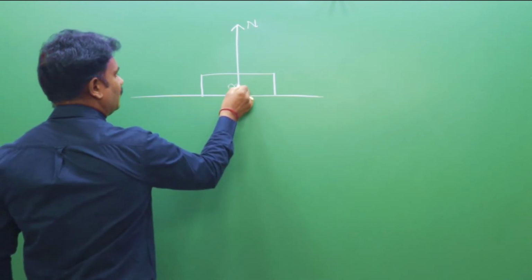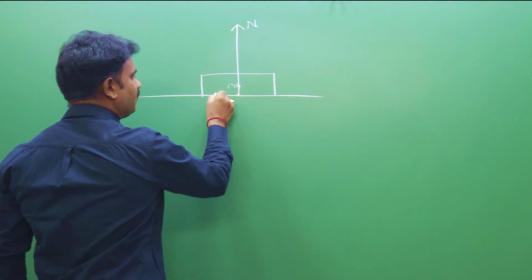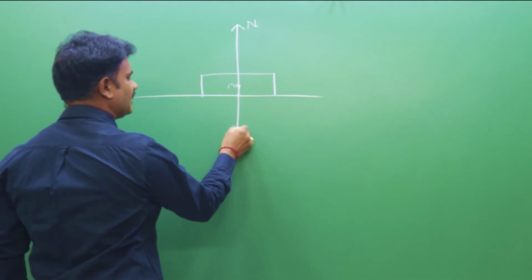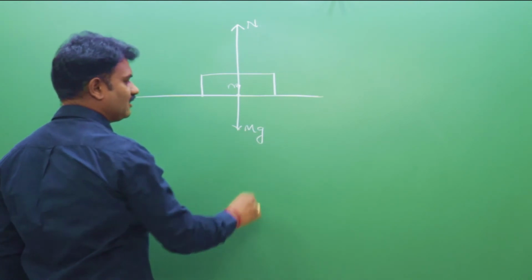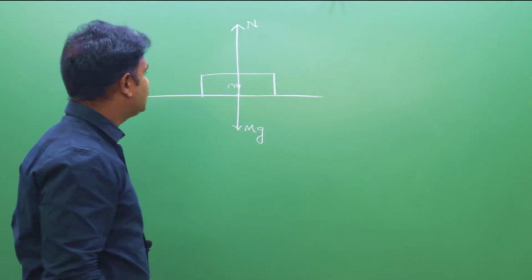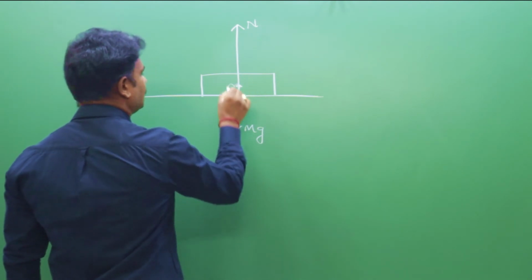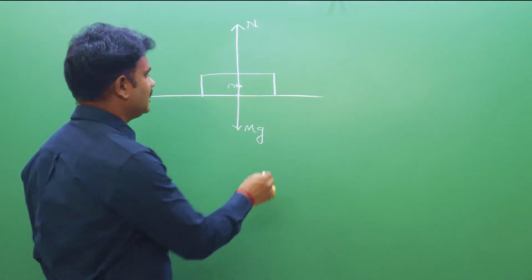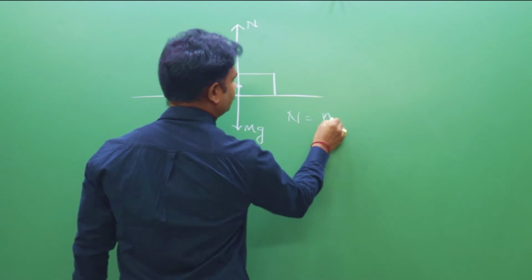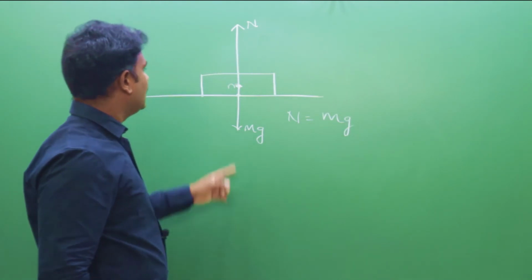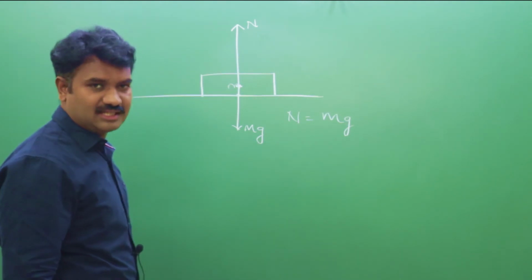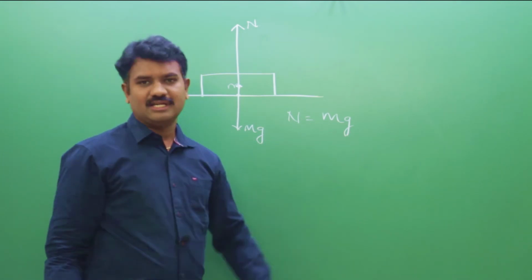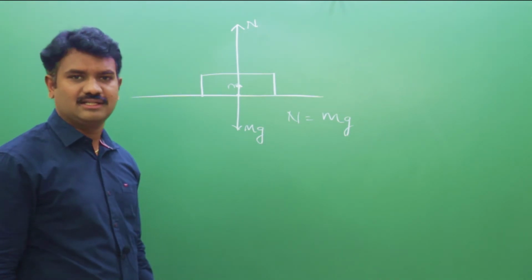So what is the other force acting on this block? Weight of the object, mg, is acting in the downward direction. Hence we can conclude that the normal reaction in this case is equal to how much? mg. As N is acting in the upward direction and mg is acting in the downward direction, N equals mg. This is a very basic concept.